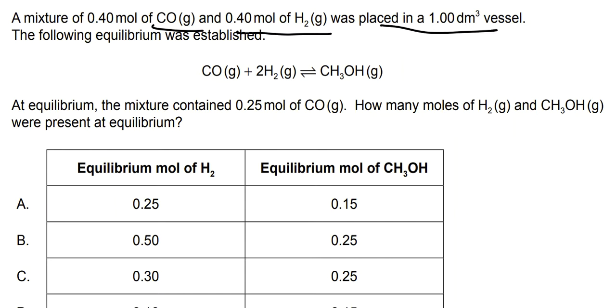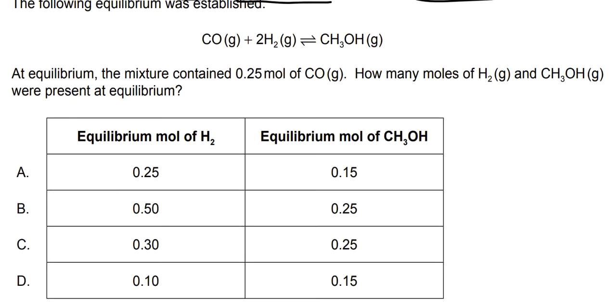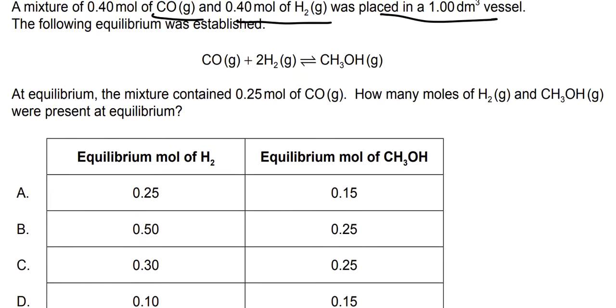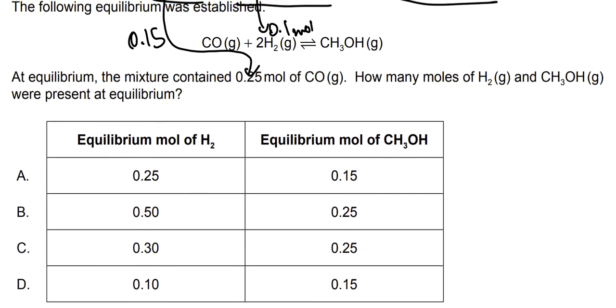So for this question, you could use a RICE table, but I'm just going to compare the change from here to here. There was a 0.15 molar decrease, so 0.15 moles of CO reacted. That means double the amount of hydrogen gas would have reacted, so 0.3 moles of hydrogen gas would have reacted to give us 0.1 moles remaining. And so this seems like D is the only answer anyways. But let's just work out the methanol concentration.